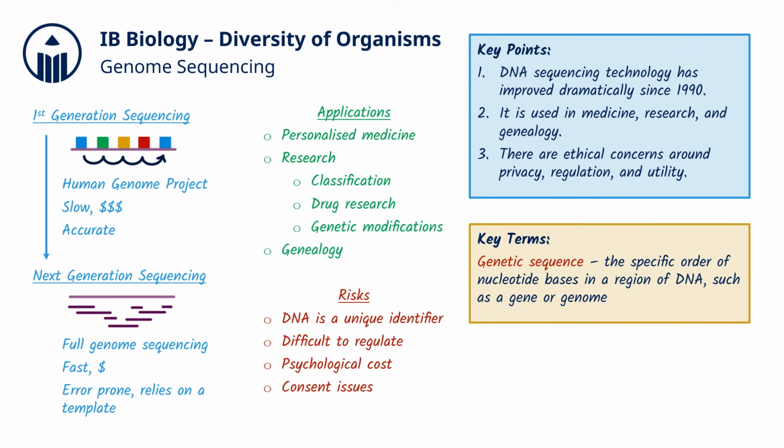This ability to sequence and compare genomes, particularly human ones, has led to changes in the way we practice medicine, conduct research, and study genealogy. For example, personalized medicine involves sequencing a patient's genes and using that knowledge to tailor treatments to their specific genetics. This might involve identifying mutations associated with cancer or assessing how effective medications may be based on your alleles.